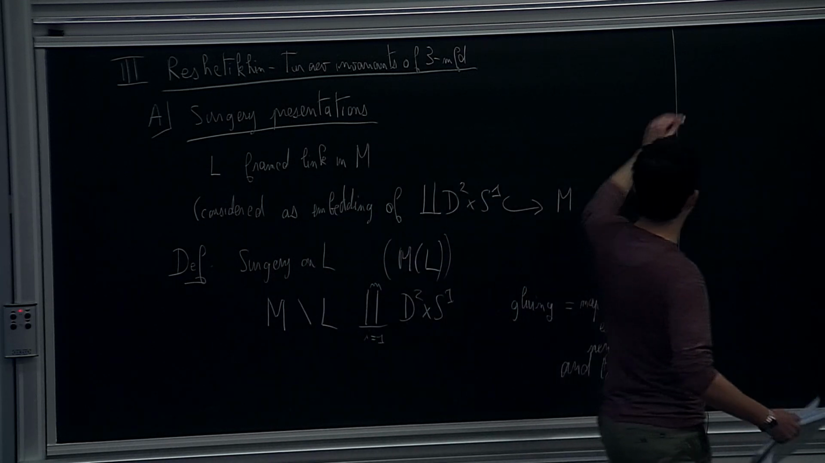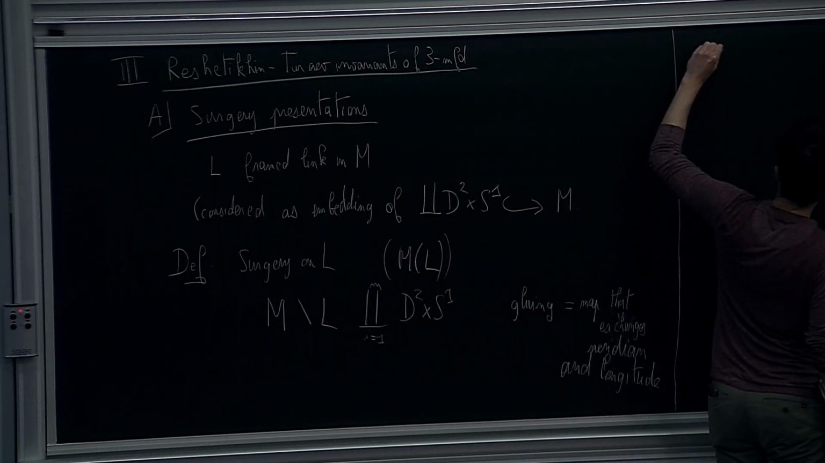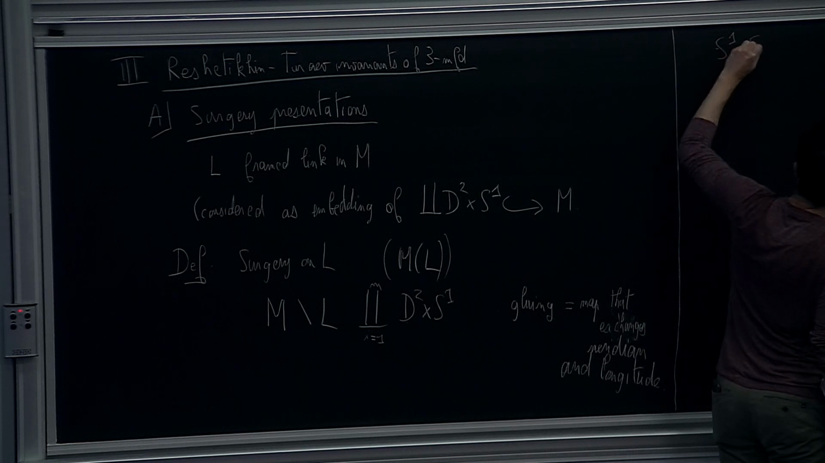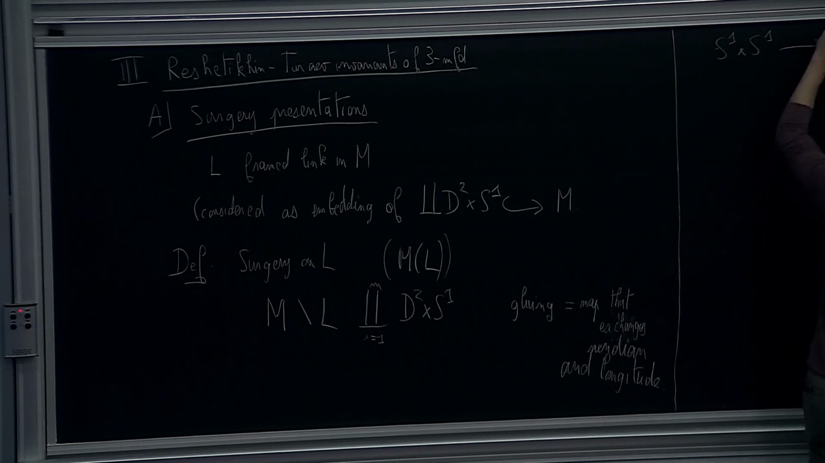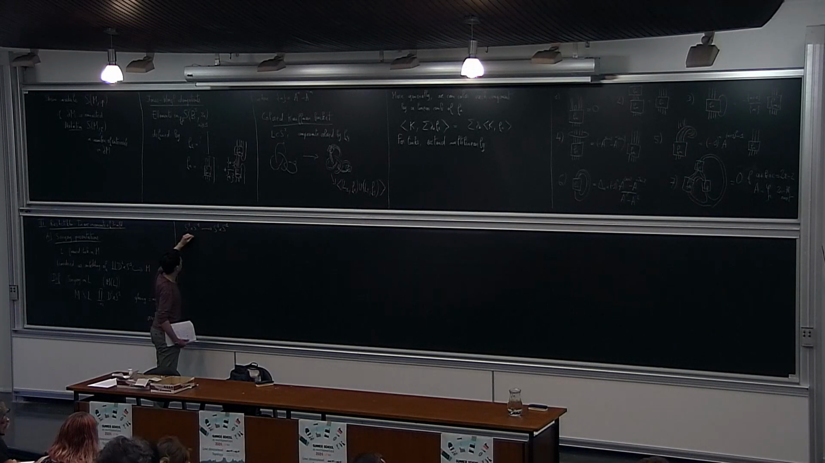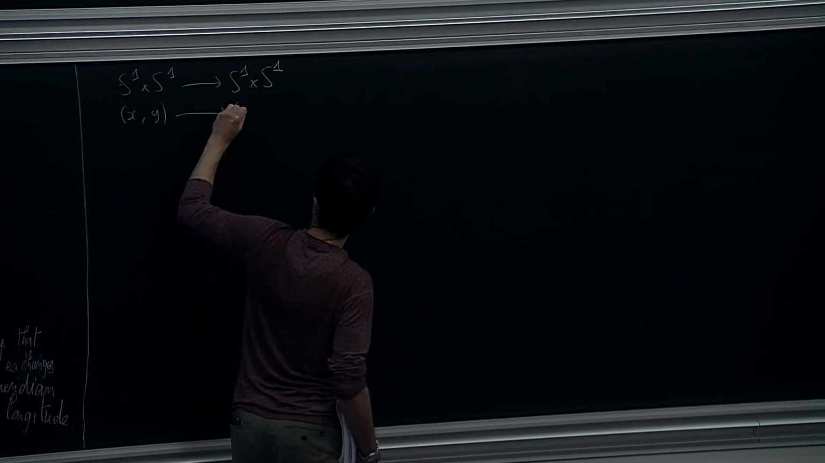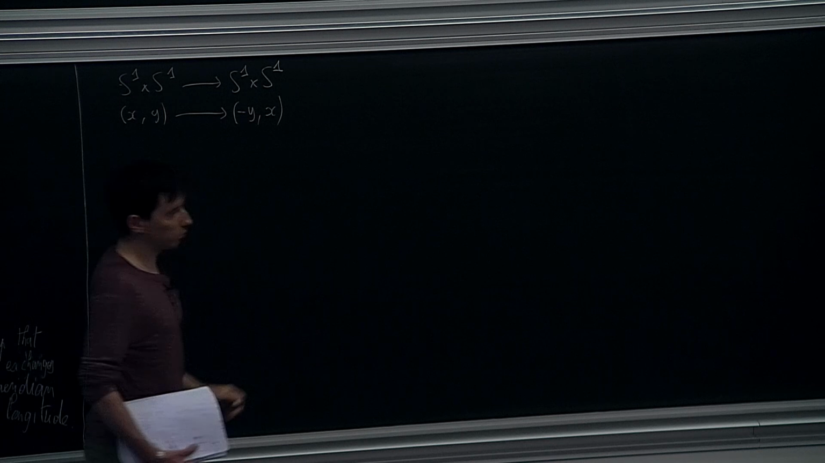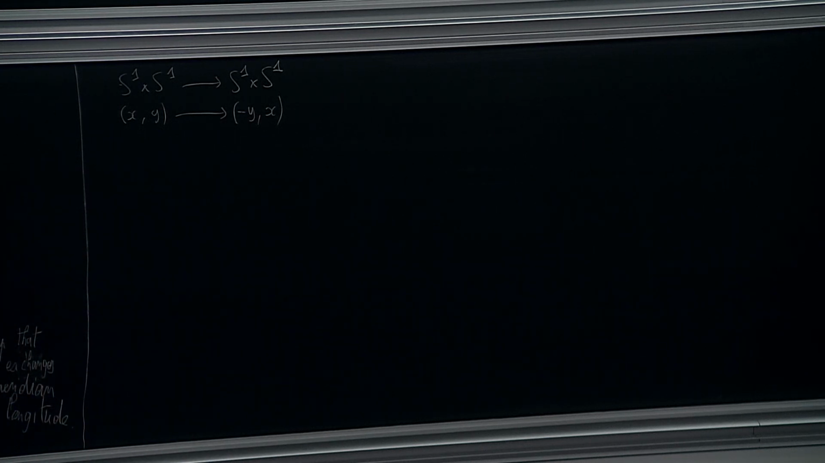As a map from S^1 times S^1 to S^1 times S^1, which is the boundary of the solid torus, it would be the map that sends (x, y) to (-y, x). I want it to be oriented, so I have to put a minus on y.